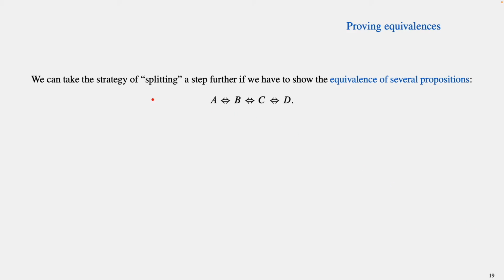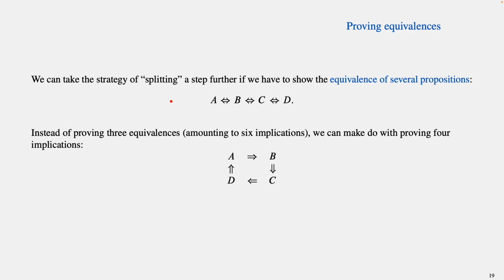And we can take the strategy of splitting the equivalences a step further if we have several propositions that we should prove to be equivalent. So for example, here we have A, B, C, and D, and we want to prove that all of them are equivalent to one another. What we can do here is use this cyclic approach. We prove that A implies B, B implies C, C implies D, and then coming back to the beginning, that D implies A.